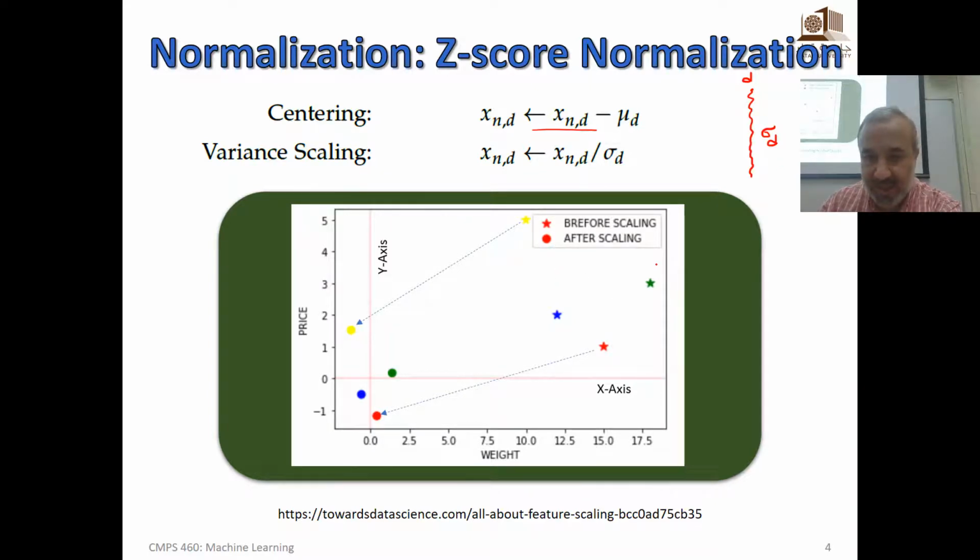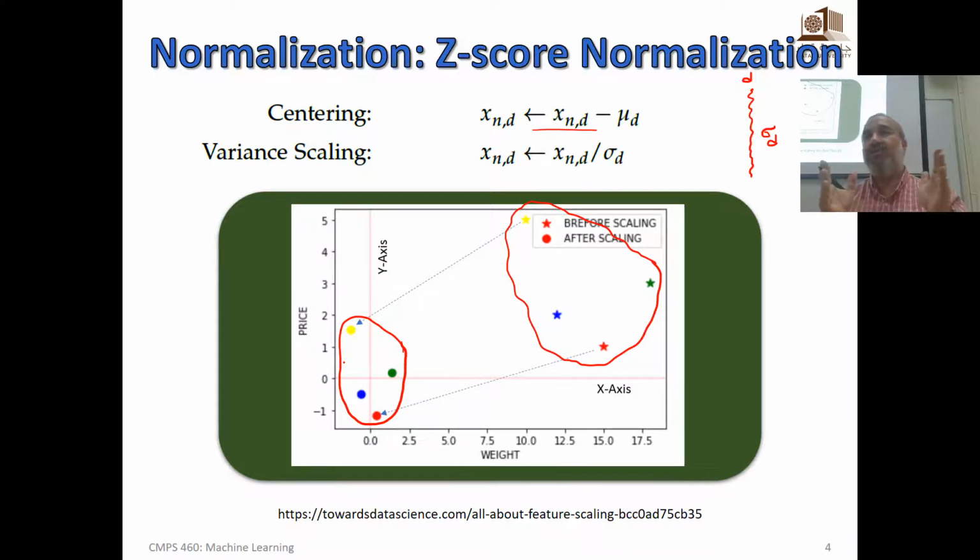You will see here that the original data are the stars, and the new values are the circles. You see this yellow one became this, and the blue one became this, and so on. Now we see the variance of the original is a bit large, right? The variance of the new ones is much smaller. Actually, it is 1. But here we did 2 things. We did centering first, and then we did the variance scaling. That's why they are now around the center, around the origin also. It's not just that they were scaled by variance, they are also centered.